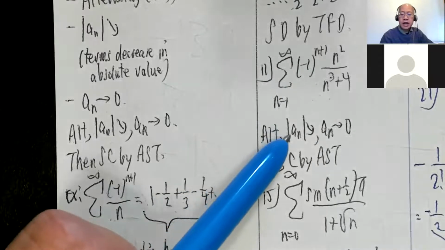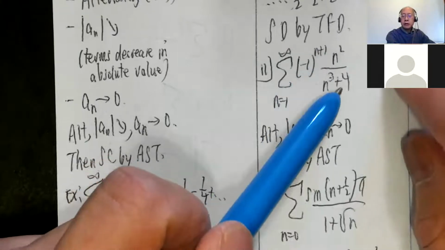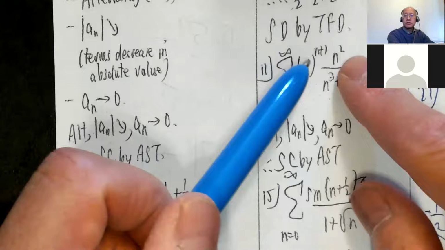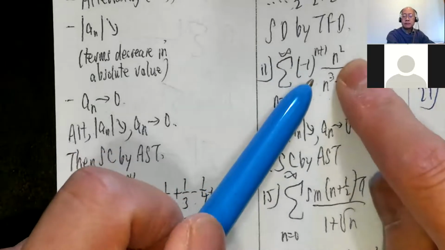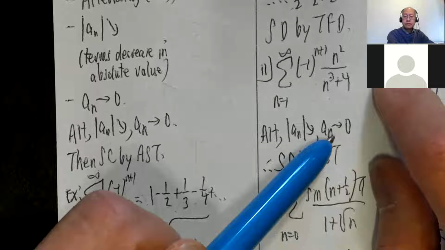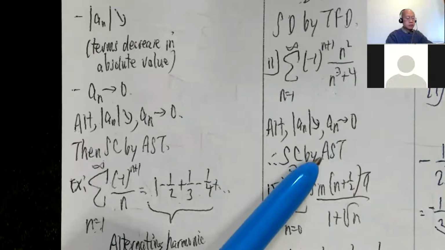Are the terms decreasing in absolute value and approach 0? Sure. In the long run, you basically ignore the 4, right? So n squared over n cubed, that's like 1 over n. That decreases in absolute value and approaches 0. So therefore, the series converges by the alternating series test.